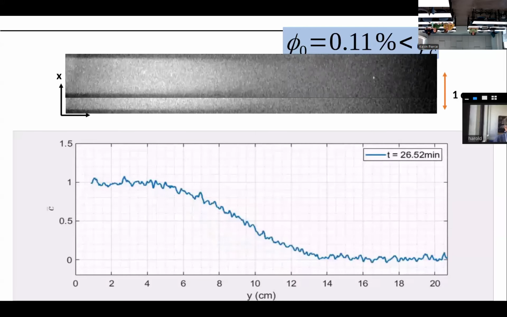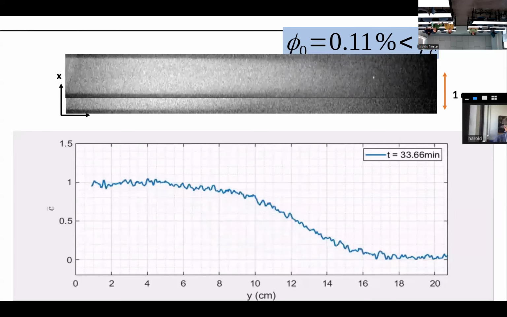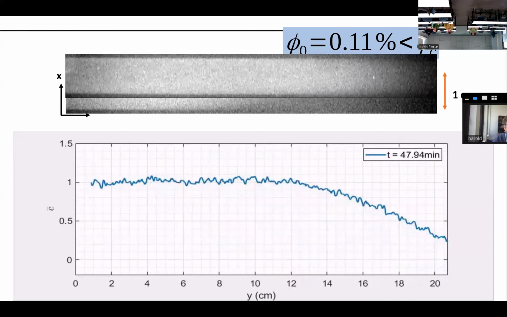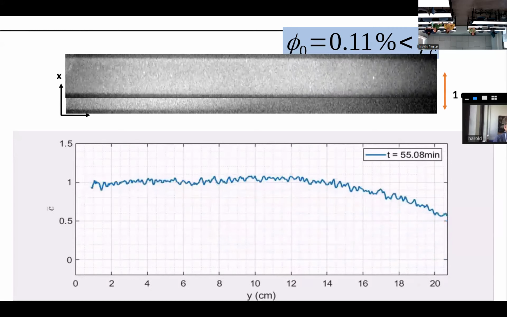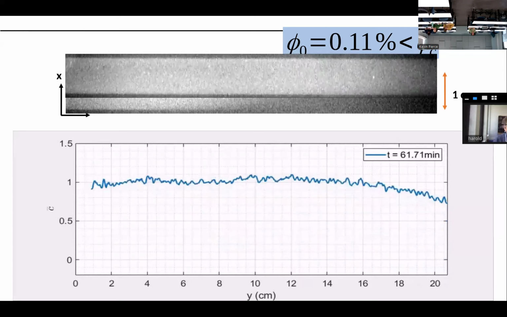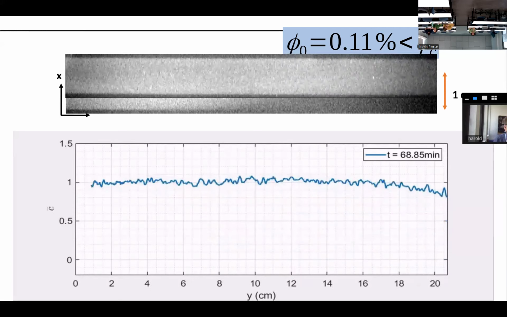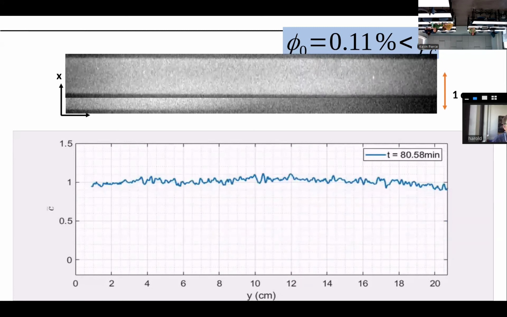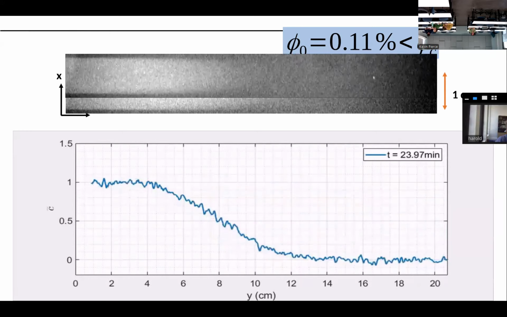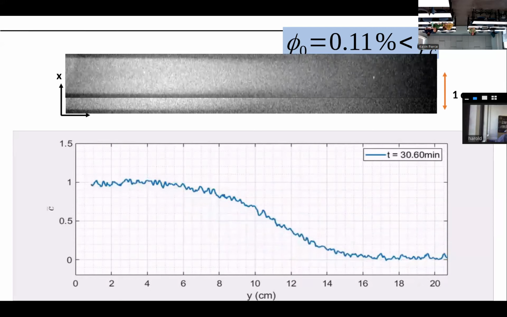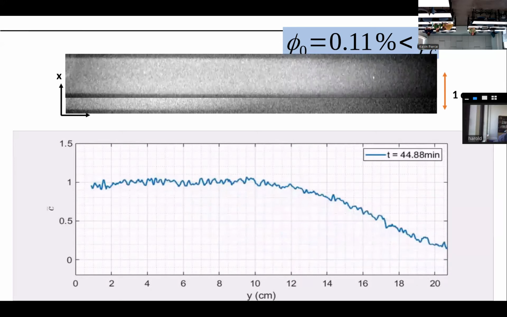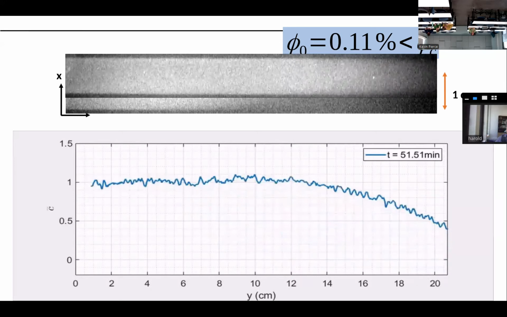Yeah. So you see a typical experiment where we inject the bacteria. So it's a low concentration of bacteria, and you see at the end you reach 1 everywhere. This means that you have bacteria everywhere. And in the beginning, it's 0 because there are no bacteria. And then you see the mixing front moving inside the flow cell.